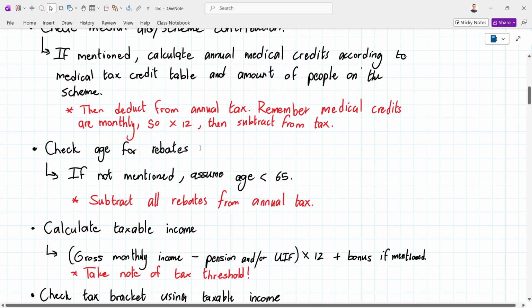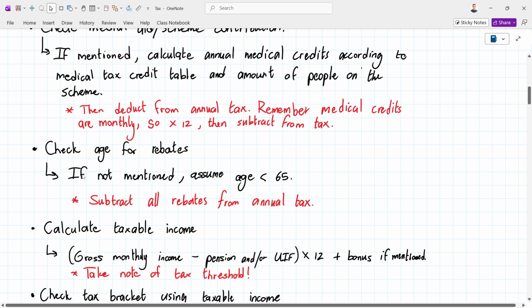Then check the age for rebates. If they don't specify an age, we're going to assume they're under 65 and they only get the primary rebate, which everyone gets. For over 65, we need to include the secondary rebate. That does not mean they don't get the primary one. They still get the primary one. They just get the secondary one as well. And then if they're over 75, then they get the tertiary. But again, doesn't mean they don't get primary. They get primary, secondary, and tertiary over 75 years old, which also gets subtracted.